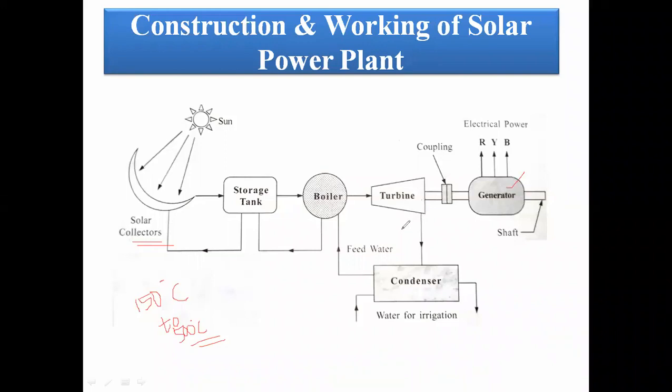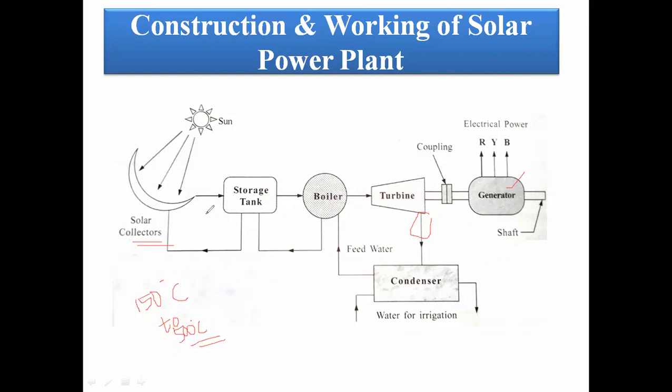And some amount of the steam is wasted in the turbine, which is collected in the condenser and reflected back into the boiler feed water. But this system is the old system. Here the drawback is that some amount of the steam is wasted.